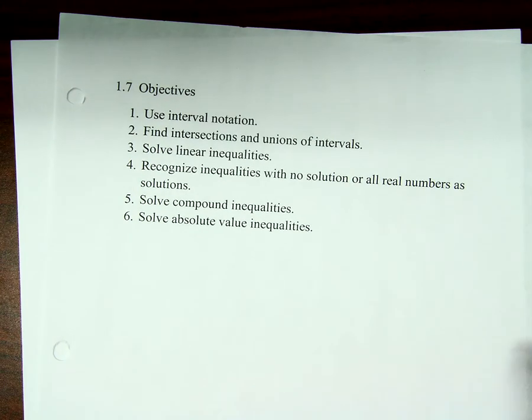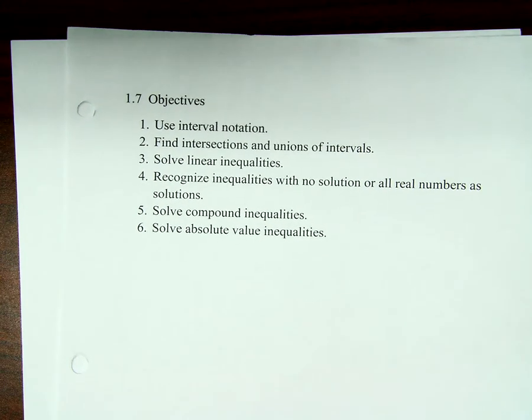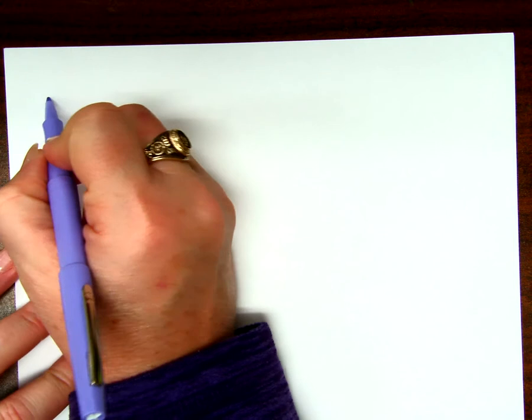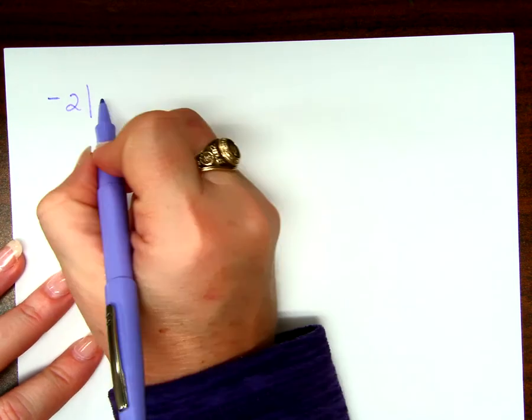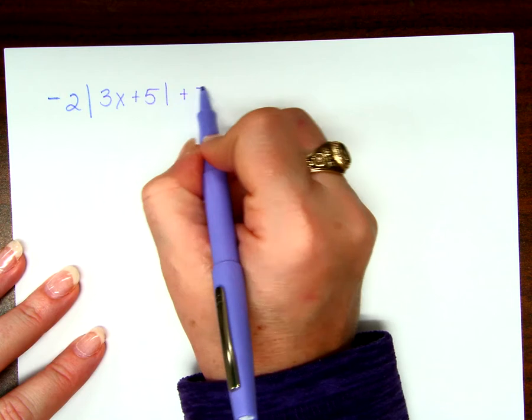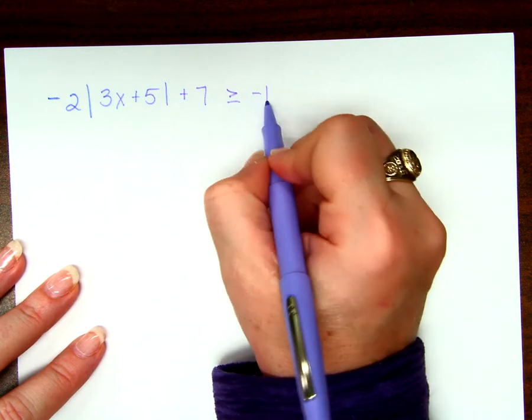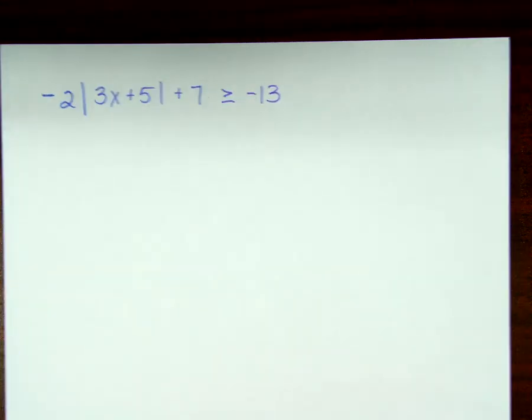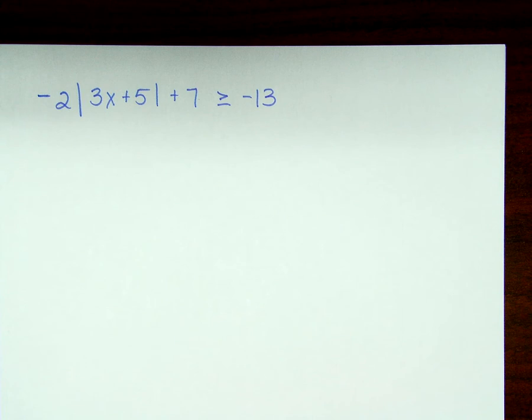Okay? The last one is absolute value inequalities. We talked about absolute value equations in section 1.6, correct? All right? And I said, I just need you to trust me on this one. I gave you some steps to follow. And some of you were like, well, doesn't it make more sense to do it this way? And I said, please trust me. And you said, okay. Okay?